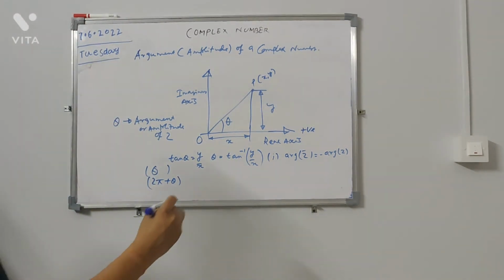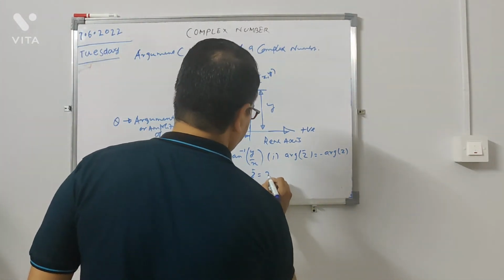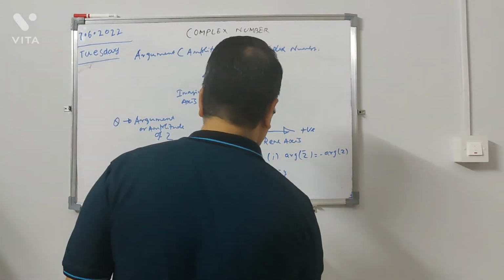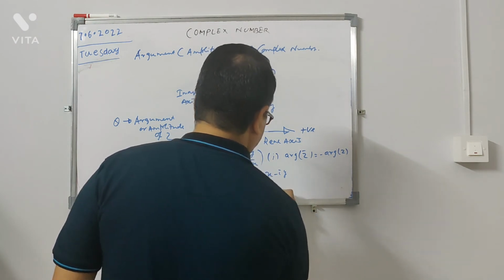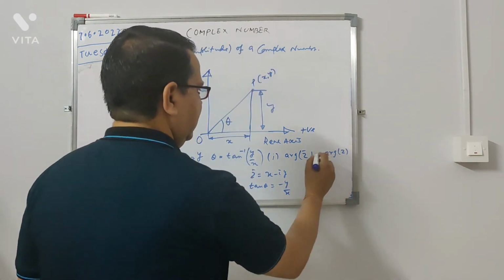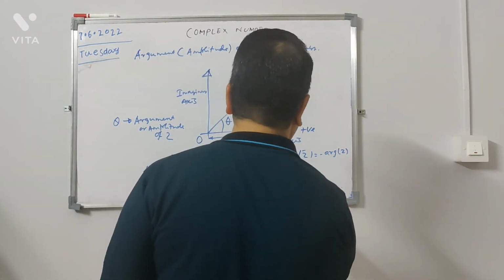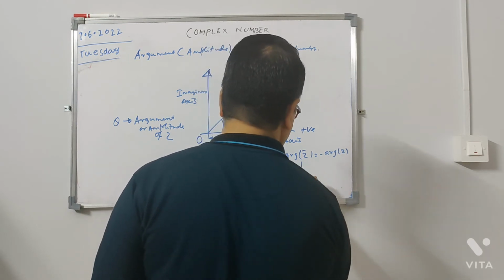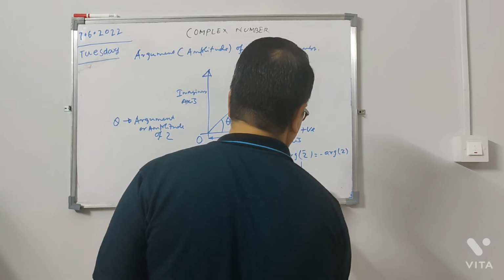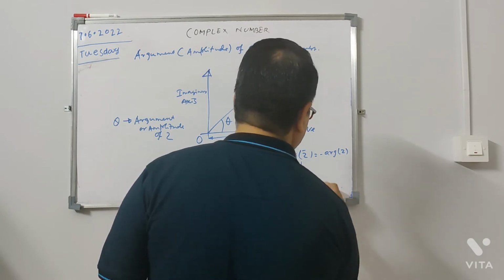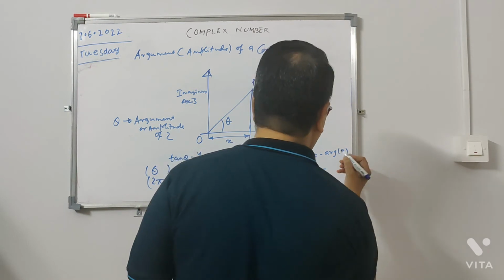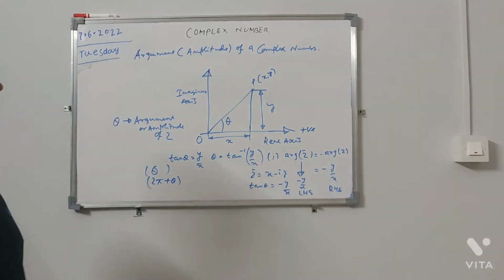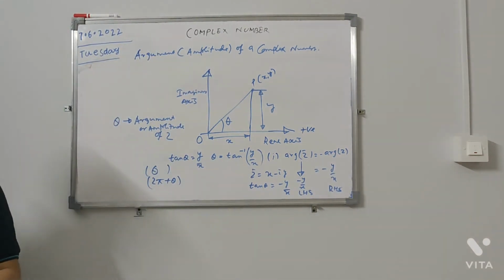So how is it? Because z bar is nothing but x minus iy, right? So in this case your tan theta will be minus y by x. This is the LHS, the argument of z bar, which is minus y by x. Here RHS will be minus argument of z, which is minus y by x. So argument of z bar is equal to minus argument of z.